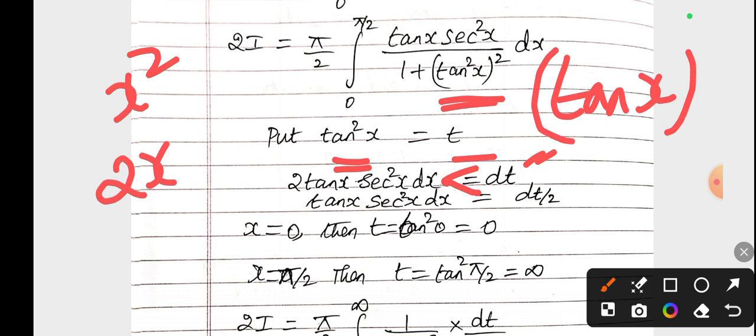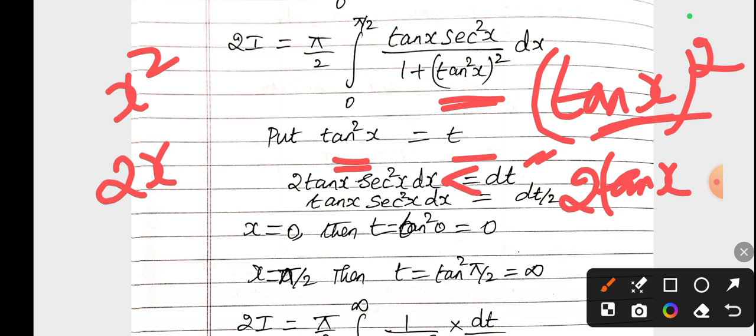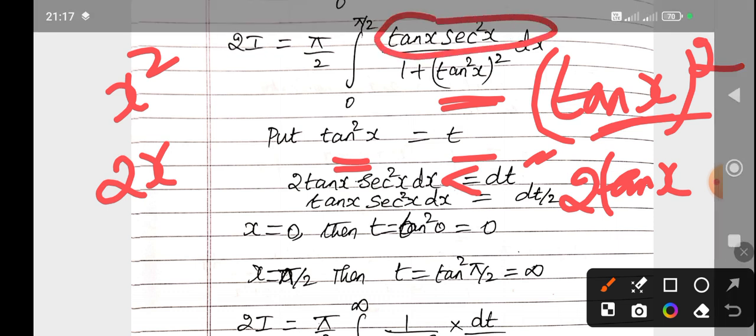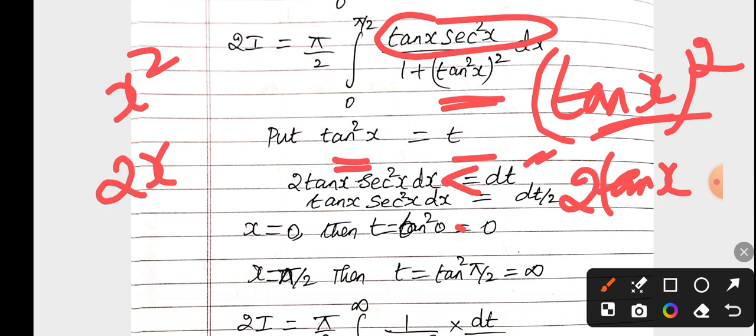So tan square x, you can write as tan x the whole square. The 2 comes this side, so 2 tan x. Super. Tan x differentiation is secant square x. Again super. So 2 tan x secant square x dx you can write. But here we have only tan x secant square x, children. For that the multiplication comes to this side as division. Clear, check. So tan x secant square x dx is dt by 2.